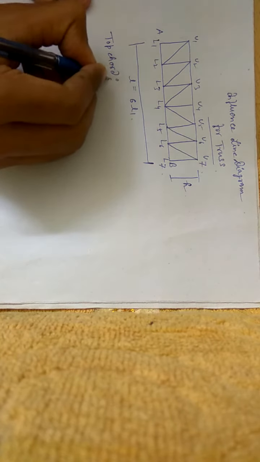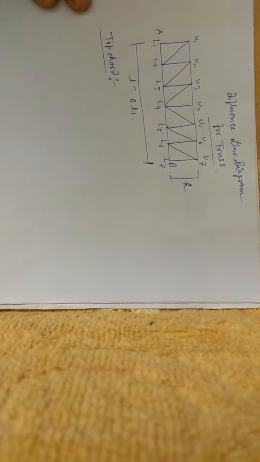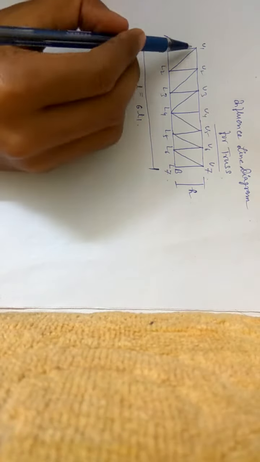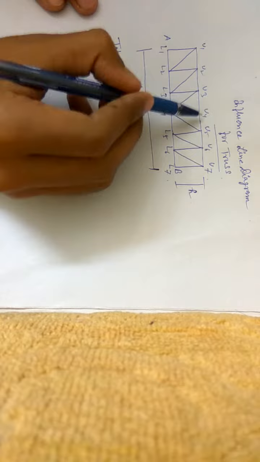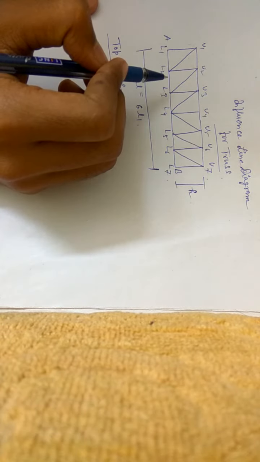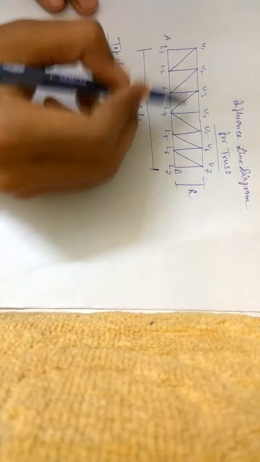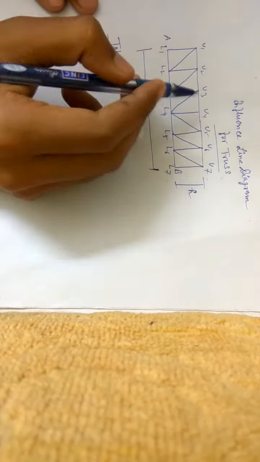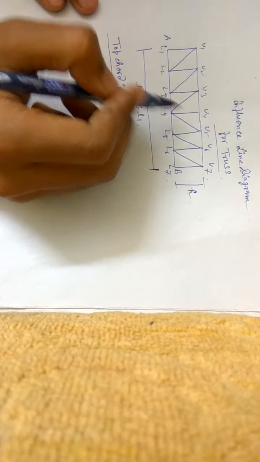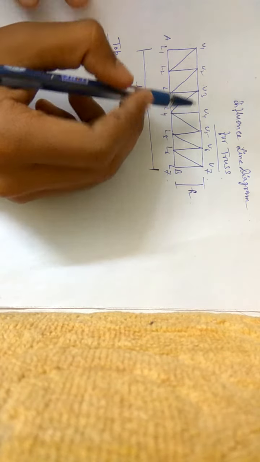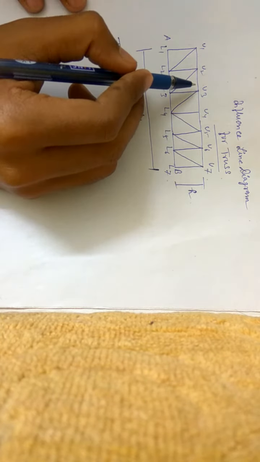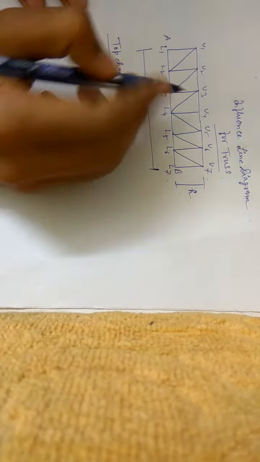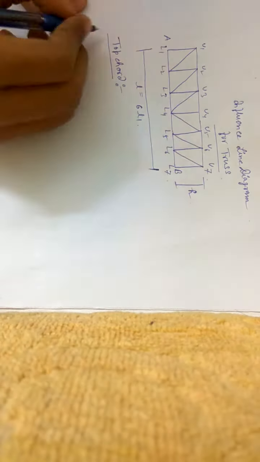In the top chord, you will see there are different members U1 U2, U2 U3, U3 U4. To find the member forces of all these members, we can use different methods. There are two methods specially: one is the method of joints, or the method of sections. So at first we take this one member.